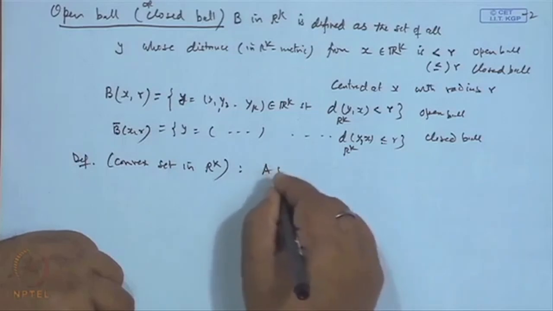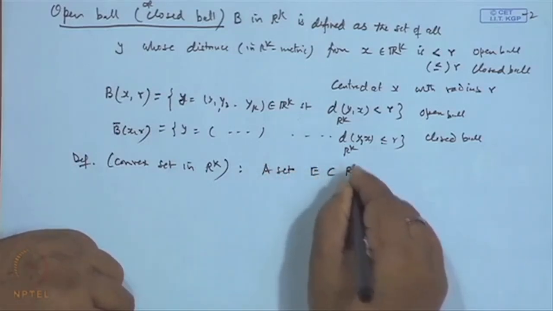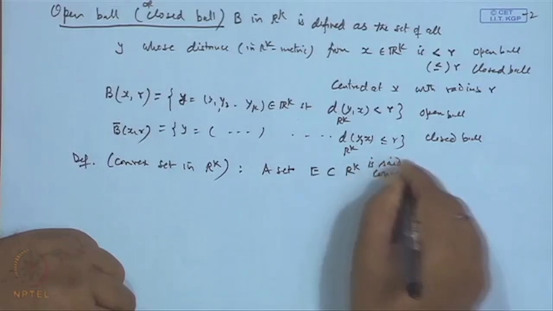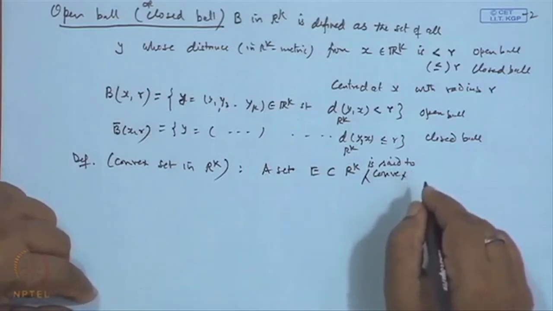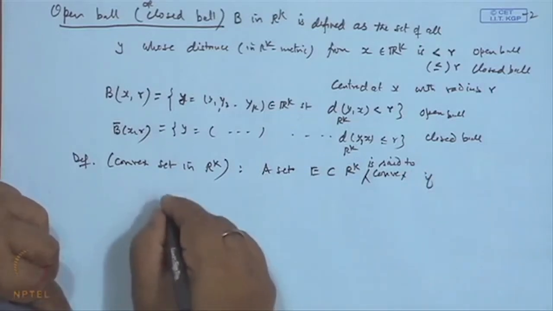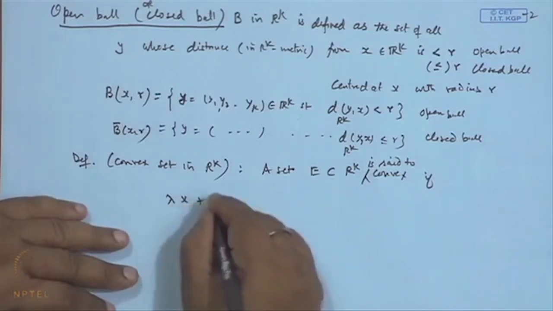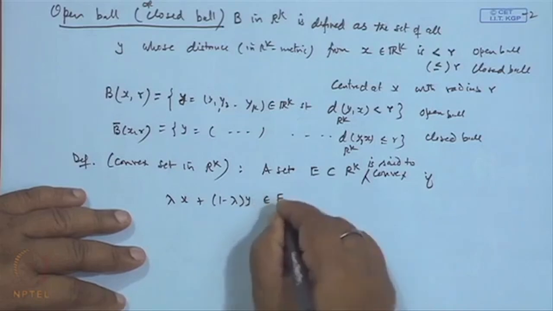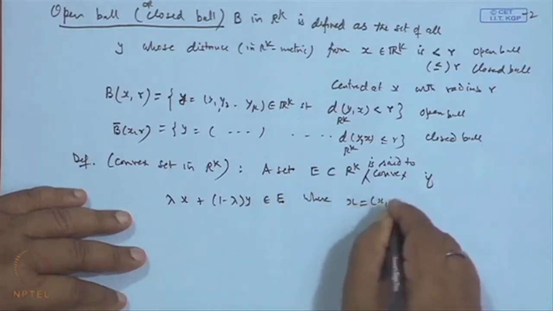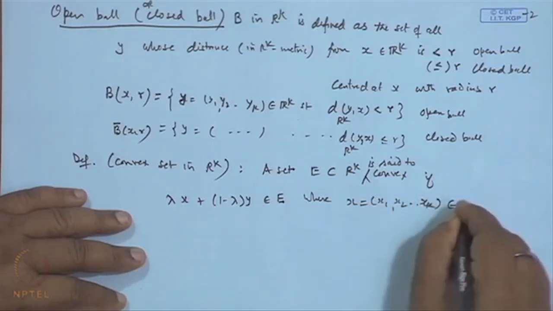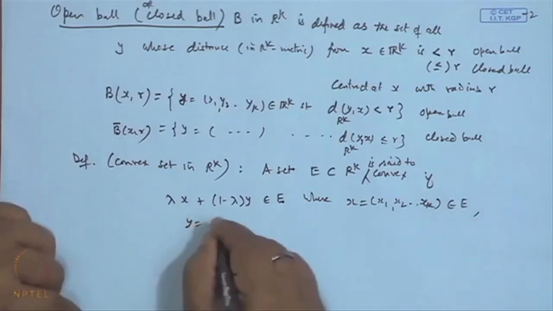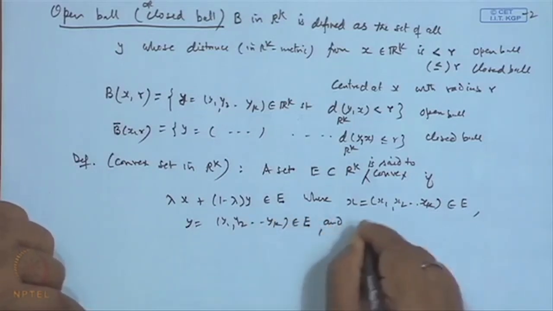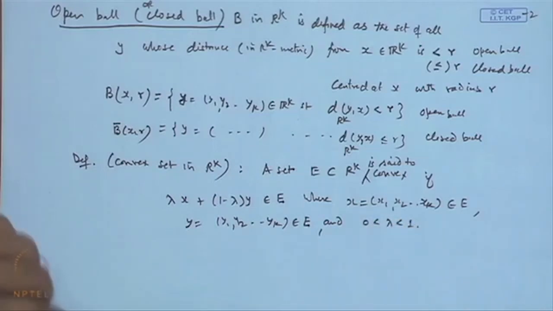We call a set E, a subset of R^k, convex if lambda x plus 1 minus lambda y belongs to E whenever x, which is x1, x2, ..., xk, belongs to E and y, which is y1, y2, ..., yk, belongs to E, and lambda is a real number lying between 0 and 1. So, this set is said to be convex.